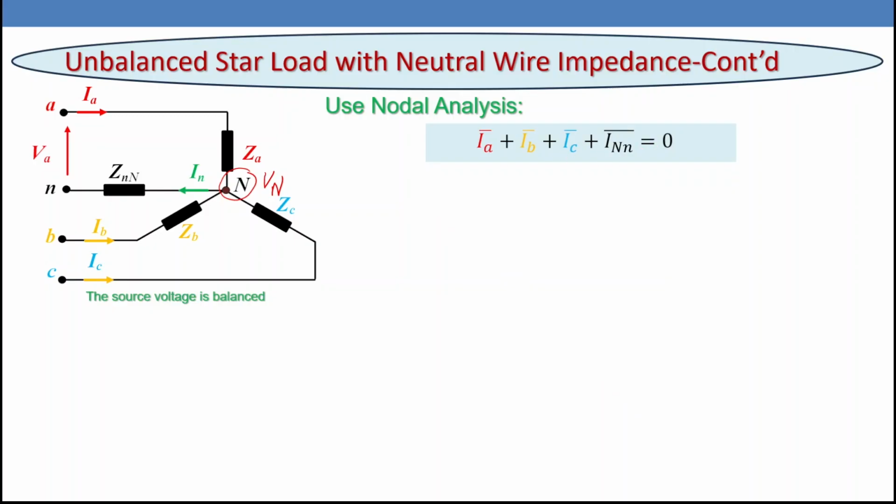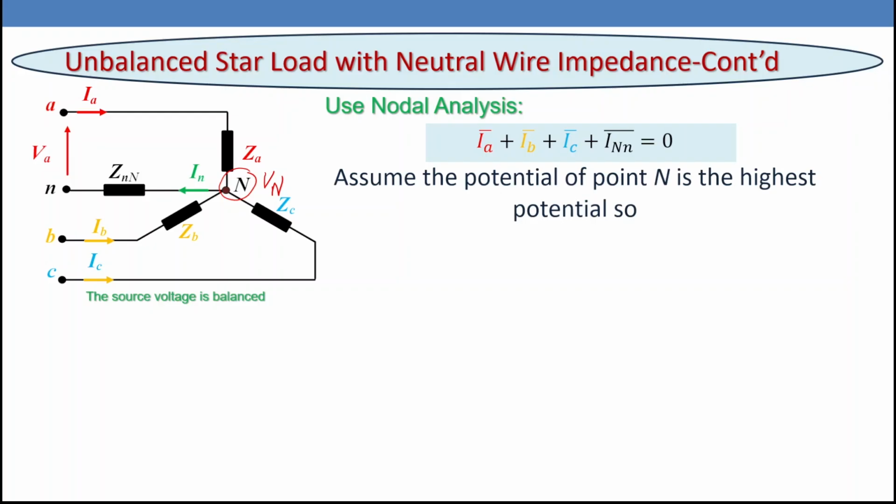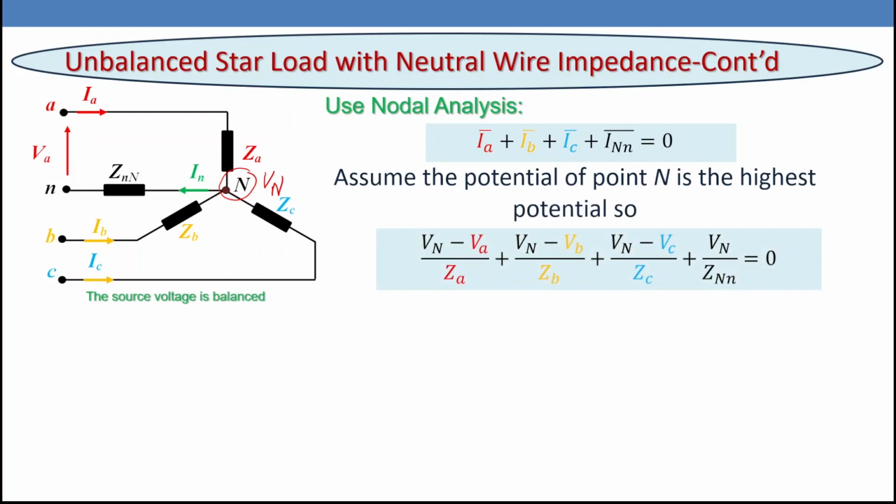So how are we going to apply that? We are going to assume the potential here is the highest, as we mentioned, and then Vn minus Va over Za represents Ia. Vn minus Vb over Zb represents Ib. Vn minus Vc over Zc represents Ic, and plus Vn over Z neutral, that equals 0.